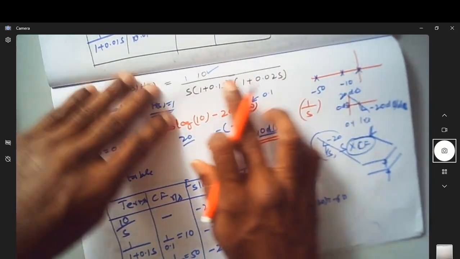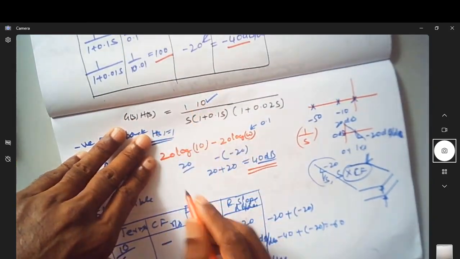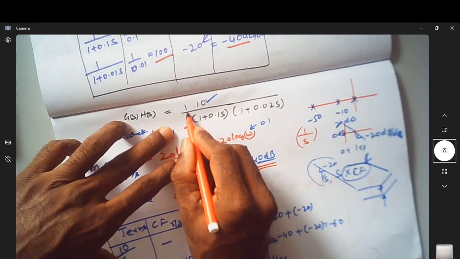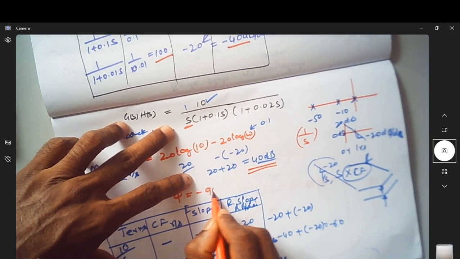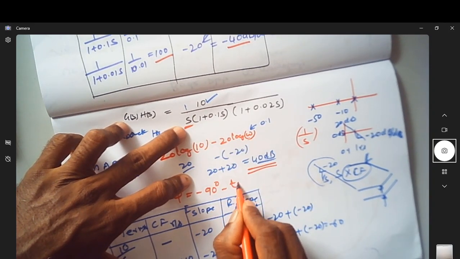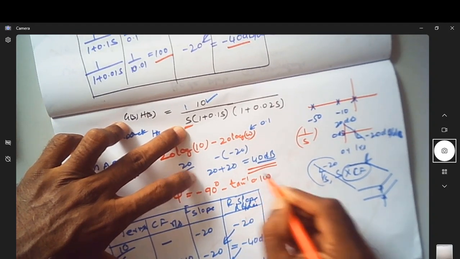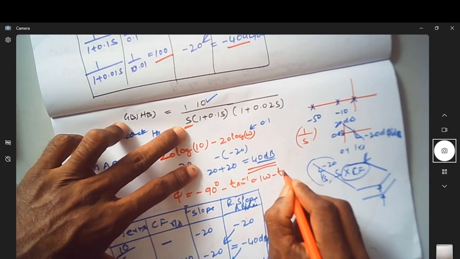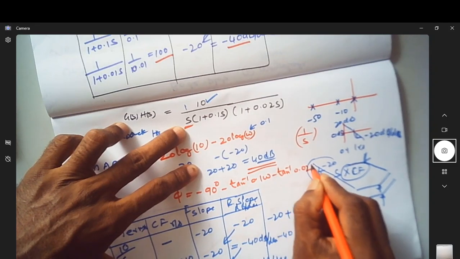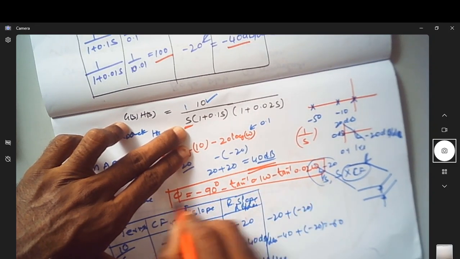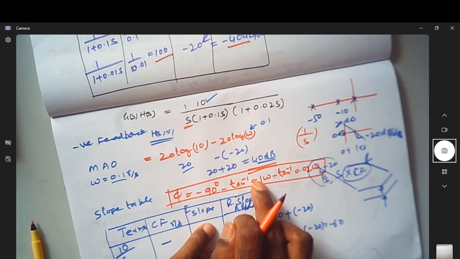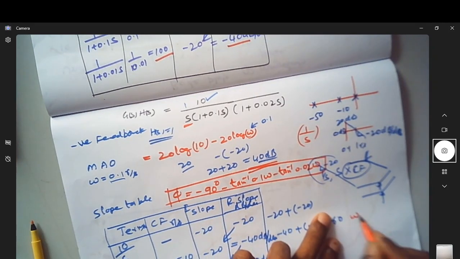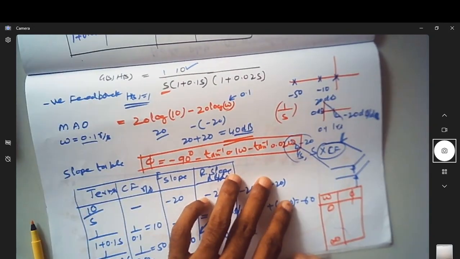So how about the phase equation? Phase equation, you can write it here. The contribution of this is nothing. So phase, you can write it as the contribution of 1 over s, which is minus 90 degree. Contribution of this is minus tan inverse of 0.1 omega. Contribution of this is minus tan inverse of 0.02 omega. Then give different values of omega, starting from 0 and going up to infinity. So you tabulate omega and phi. Omega 0 is the initial value, infinity is the final value.